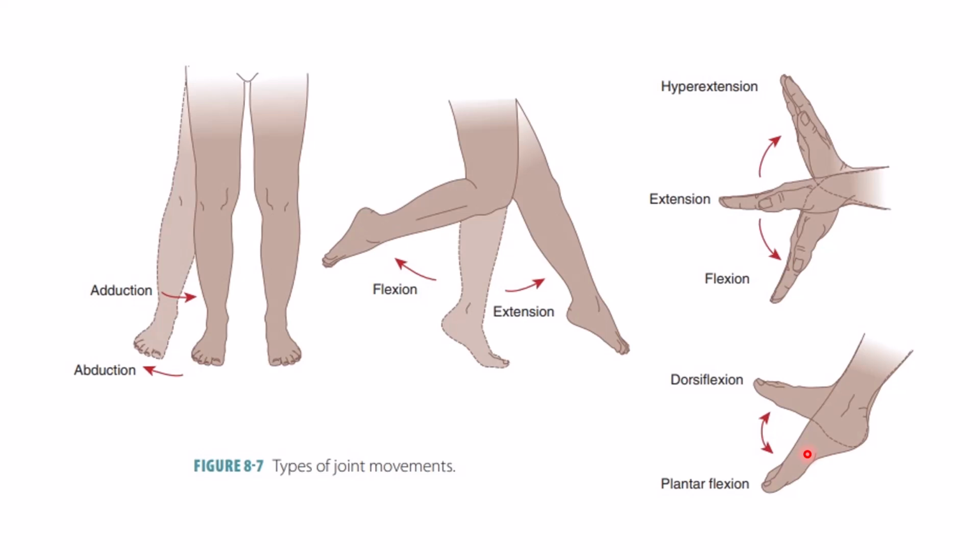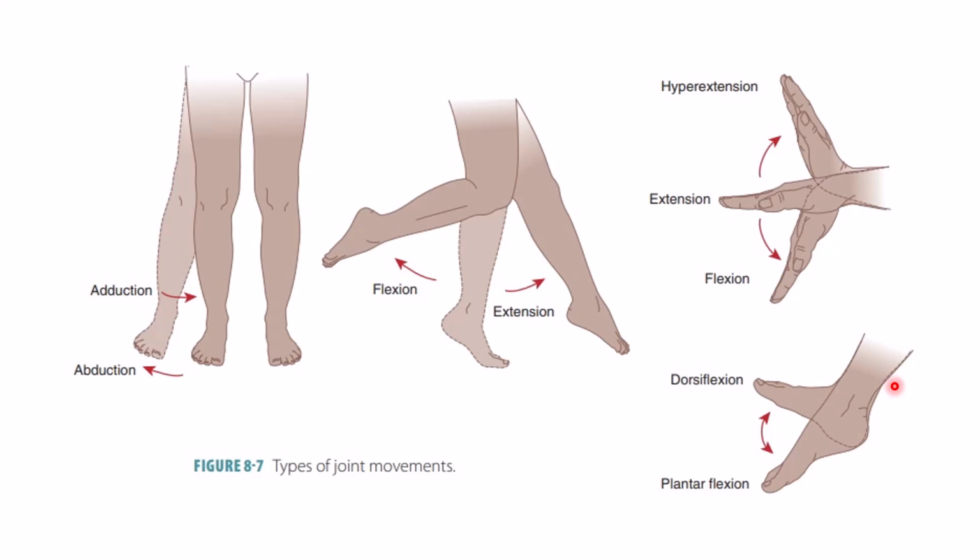Now in the foot we have two movements. This is called dorsiflexion because the above surface is the dorsal surface and the below surface is the plantar surface. See here, this is the plantar surface. So how many types of flexion are there in the foot? This is dorsiflexion, meaning when we are moving the dorsal surface of the foot toward the leg, that is dorsiflexion. And plantar flexion means when we are moving the plantar surface or the sole of the foot toward the back side, that is called plantar flexion.